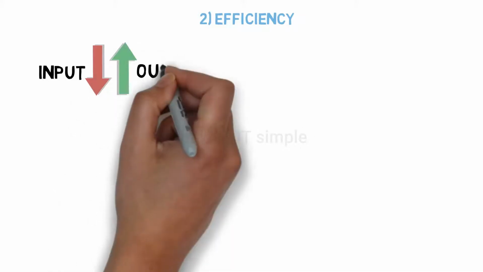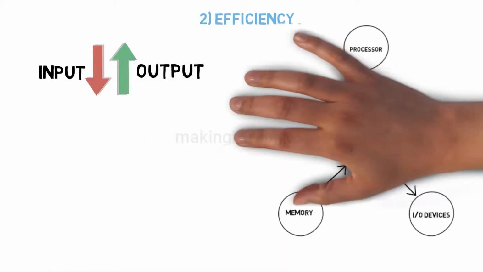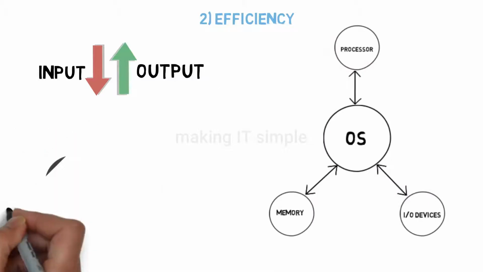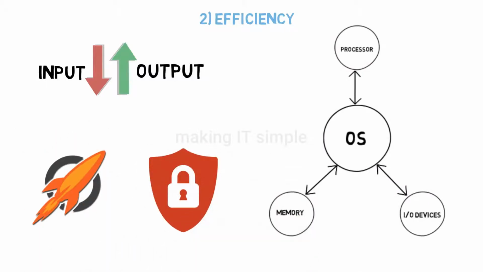Second goal is being efficient. When is the operating system efficient? Operating system must give maximum output with minimum input. Operating system must also use the resources efficiently. It should be fast and secure.